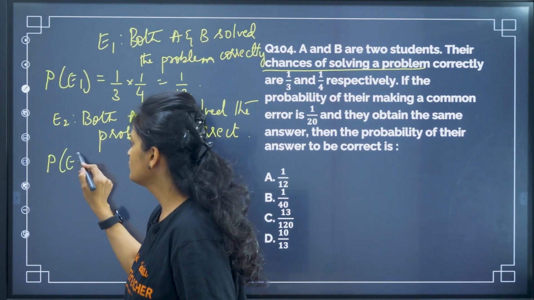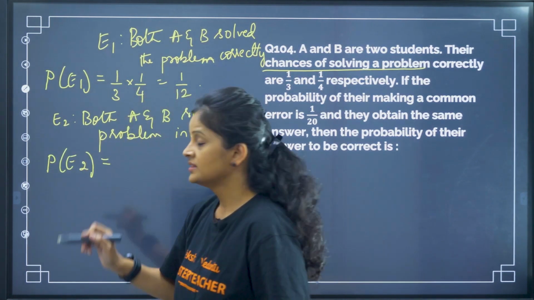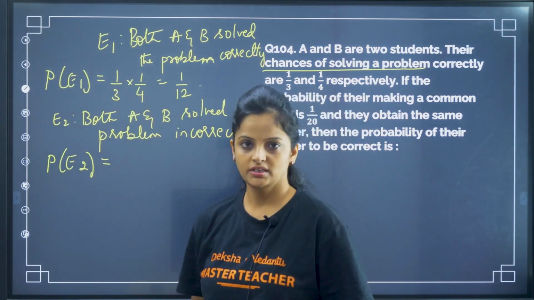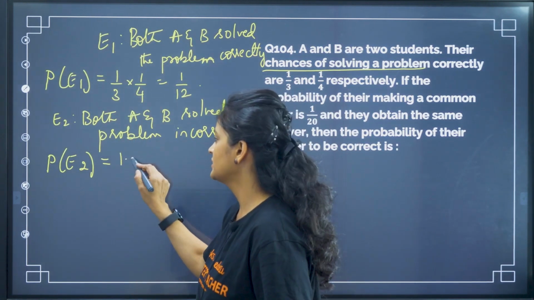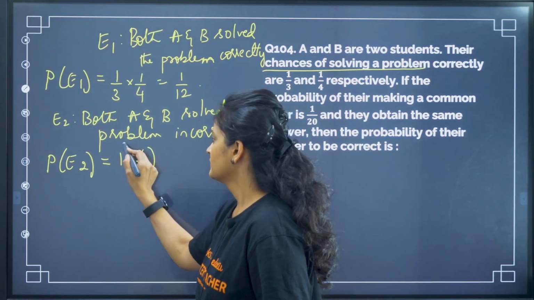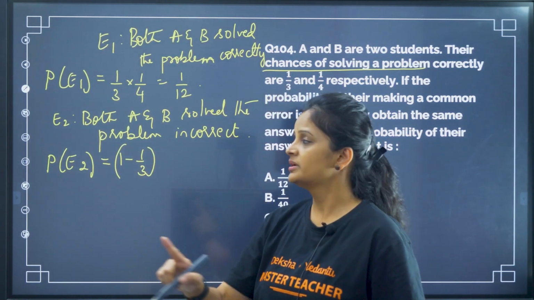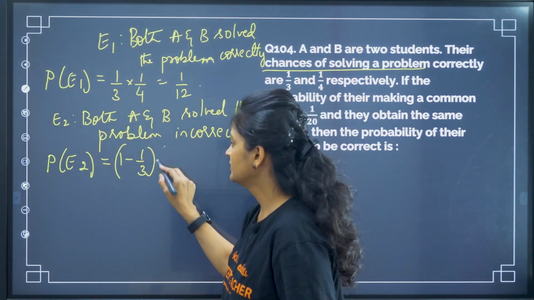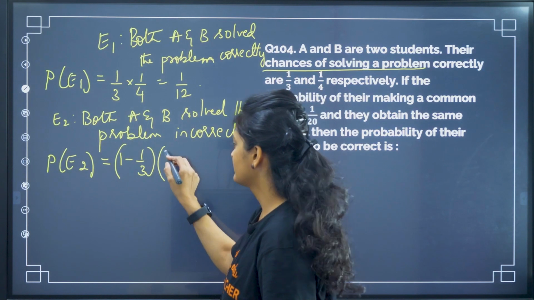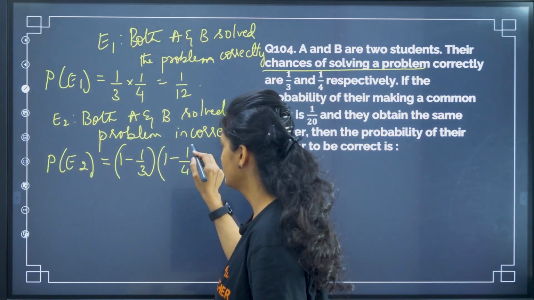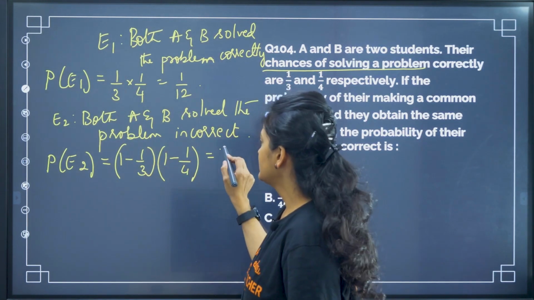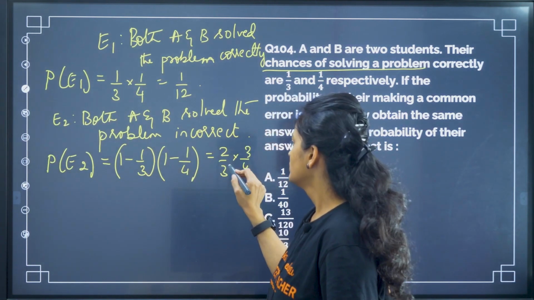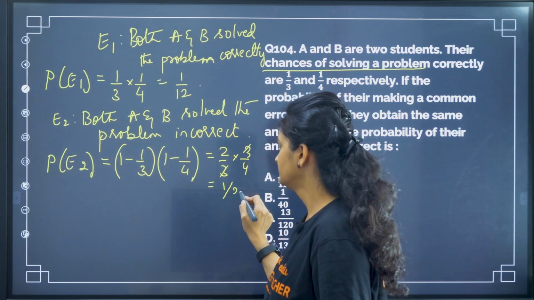P of E2 if I am taking. The person A going wrong. Going right is 1 by 3. Going wrong will be 1 minus 1 by 3. Okay. The person B going right is 1 by 4. The person B going wrong will be, yes, your thinking is right, 1 minus 1 by 4. 2 by 3. Here we have 3 by 4. So I have 1 by 2.